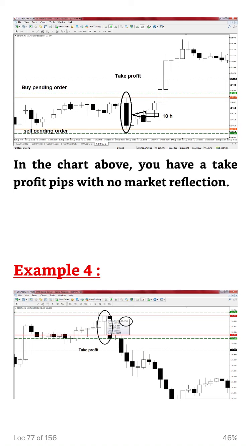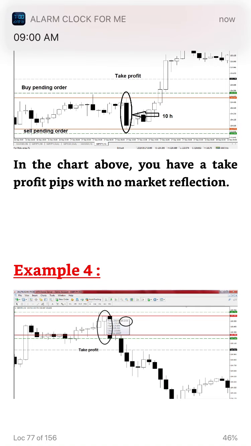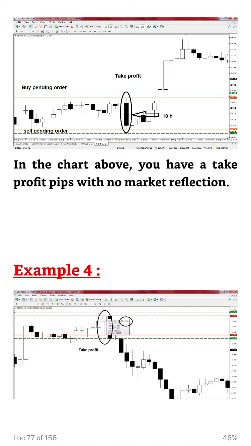And we do the exact same thing at the bottom. We go 10 pips out from the red line, which is the bottom of our 2 o'clock candlestick, and that is our sell pending order level. After that we go 20 pips from there to hit our take profit level.